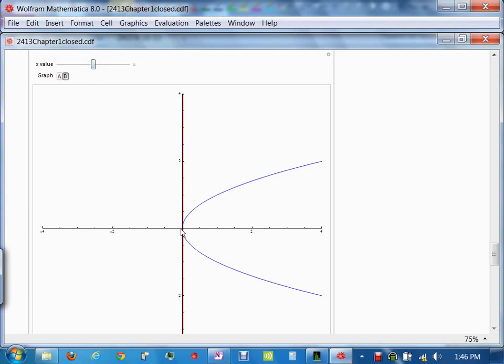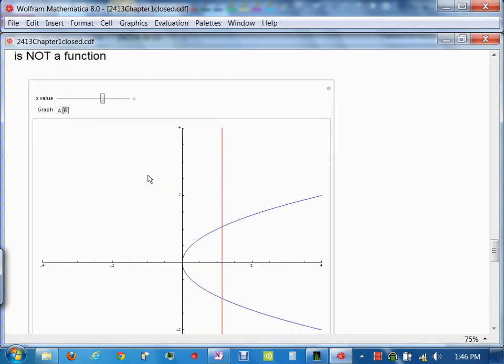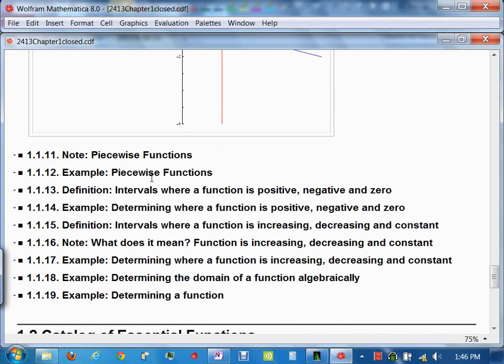How many times do I hit it here? Once. That's okay, right? But as soon as I go to the right of 0, I'm done. And my line turned red to let you know, oops, not happening anymore. So I hit it at 2 places. This fails to be a function. Everyone, I think, has probably seen that.